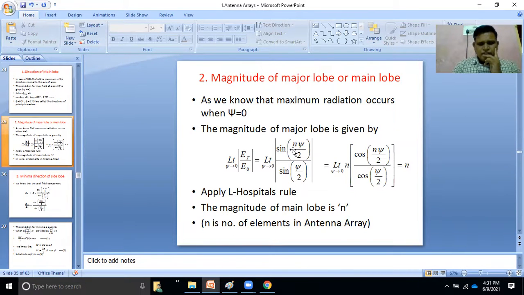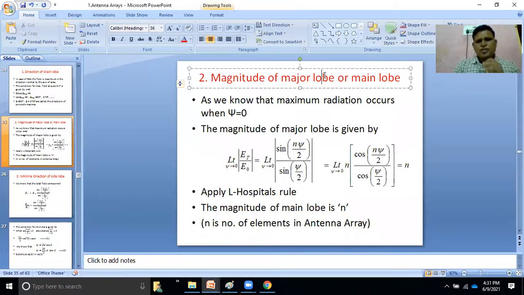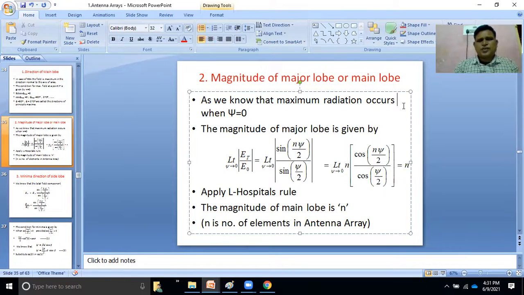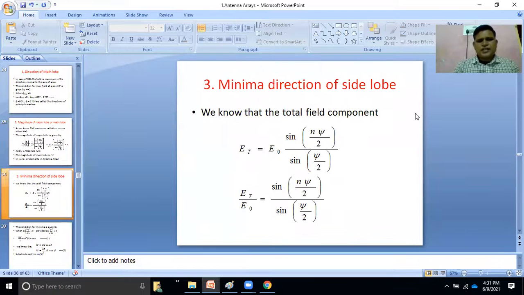If you differentiate the numerator, we get n cos n psi by 2. If you differentiate the denominator, we get cos psi by 2. Now, substitute psi equal to 0. Here we have the n term. The magnitude of the main lobe is n. What is n here? N is the total number of elements in the antenna array. If we increase the number of elements, the magnitude of the major lobe will increase. That you have to understand.